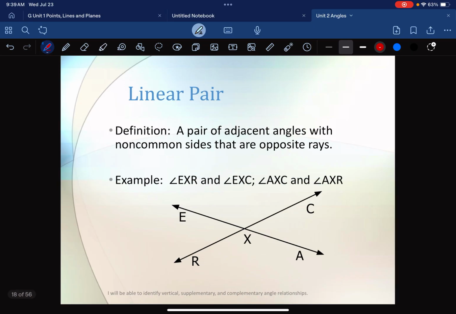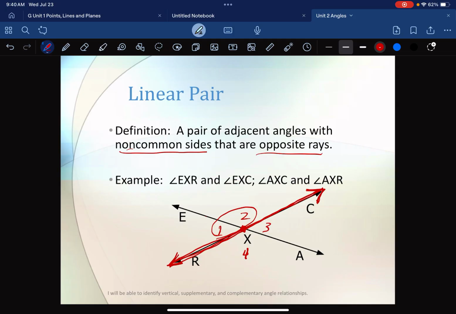Okay. A linear pair. Well, the drawing looks the same, but this time we're looking for a pair of adjacent angles. So let's give these a 1, 2, 3, 4 again. And so a linear pair are going to be like angle 1 and angle 2, and they form this line right here with their non-common sides. Their non-common sides are opposite rays. So you've got ray XR and ray XC as your two non-common sides, and they form a straight line. They are opposite rays. They go in opposite directions.